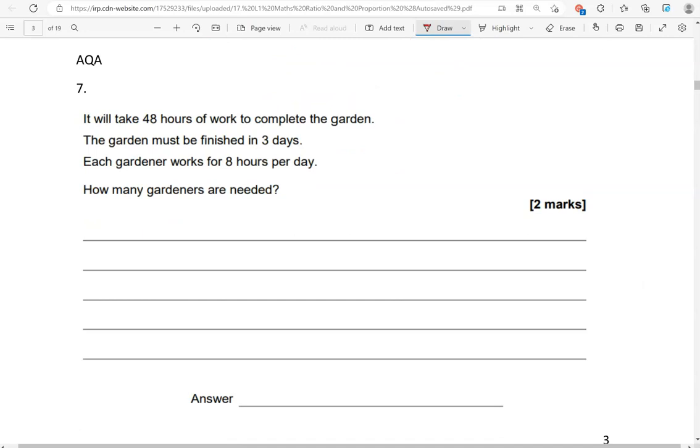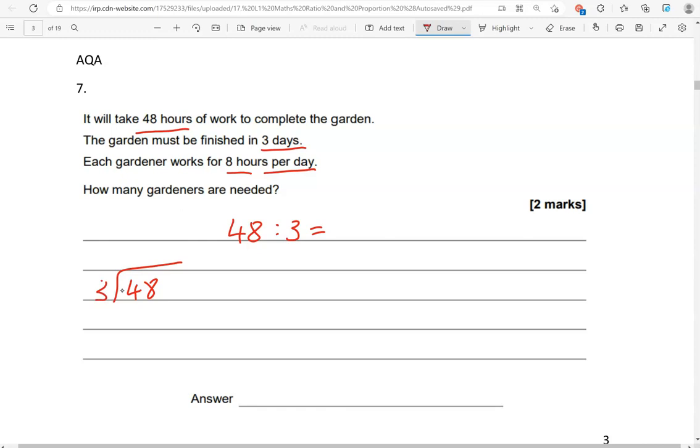It will take 48 hours of work to complete the garden. The garden must be finished in 3 days. Each gardener works for 8 hours per day. How many gardeners are needed? So that is 48 hours in total. And the garden must be finished in 3 days. So if we divide 48 by 3, should give us the number of hours per day needed to be done.